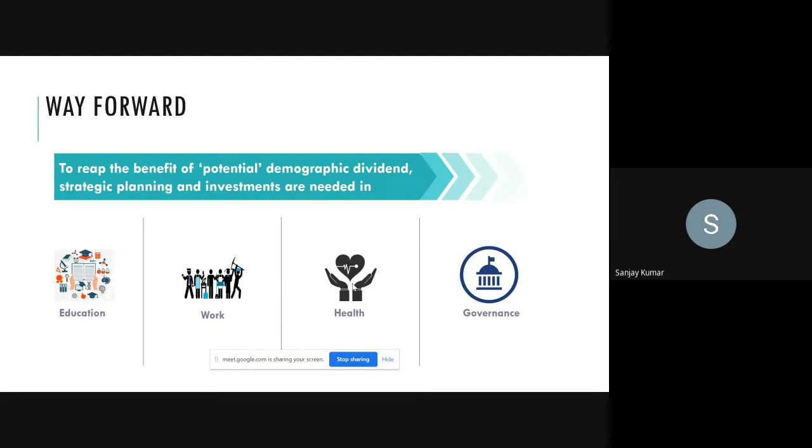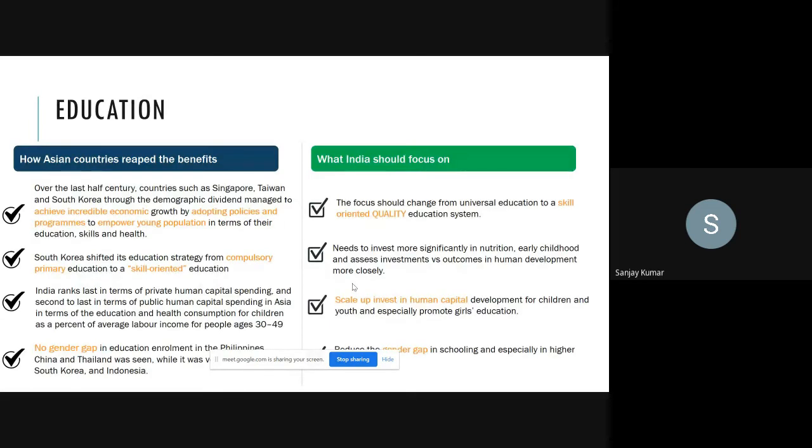Obviously, we need to invest in education, particularly of young people. We also need to pay attention to the workforce participation rate, increasing productivity and all those things. We should also invest in health, and there has to be some governance to reap the benefit. Let me give you some examples. What is needed is also based on the experiences of some of the Asian giants, which in the last few decades experienced this kind of demographic dividend and started reaping good benefit out of it. So we should learn from there.